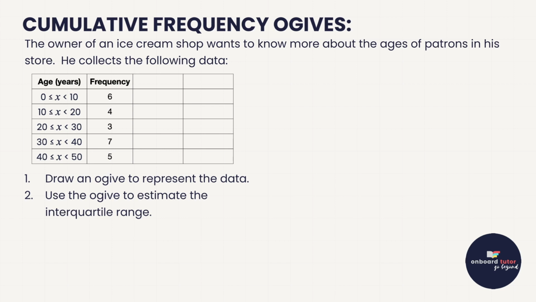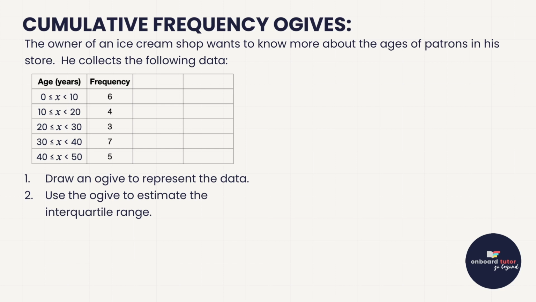So here's an example. The owner of an ice cream shop wants to know more about the ages of patrons in his store. He collects the following data. So he's checked how old are the people walking into his shop and how many of them. So 6 people were between the age of 0 and 10, 4 people between the age of 10 and 20, 3 between 20 and 30, etc. Okay. If someone was 10 years old, take a note that they would be here in the second class, because there it's not equal to 10, it's only equal to 10 over here.